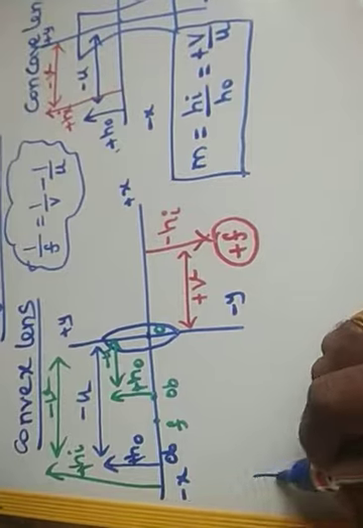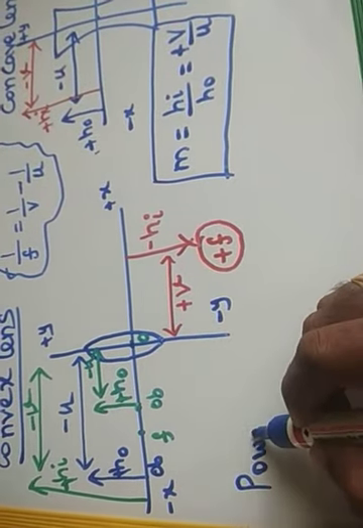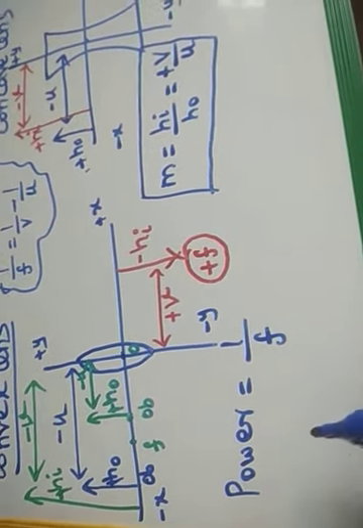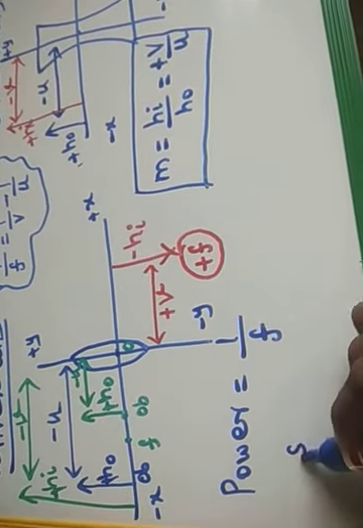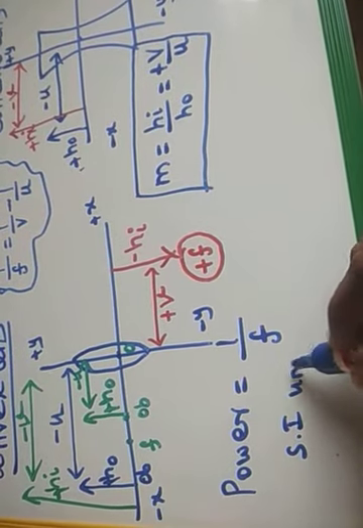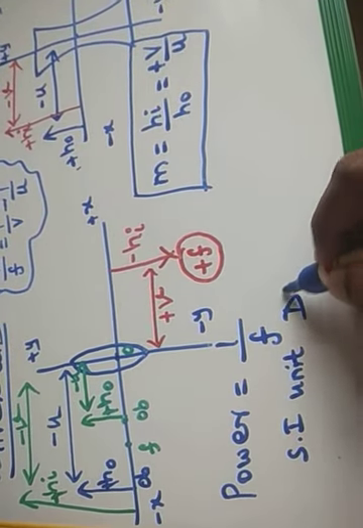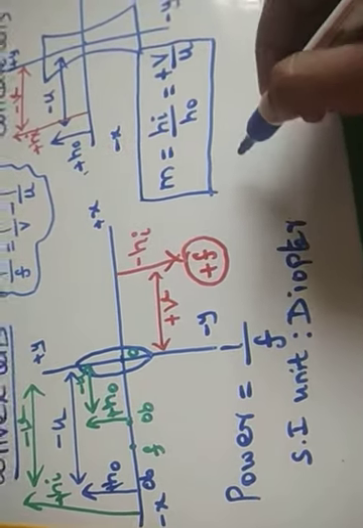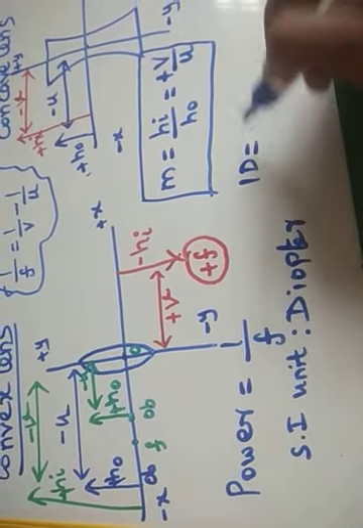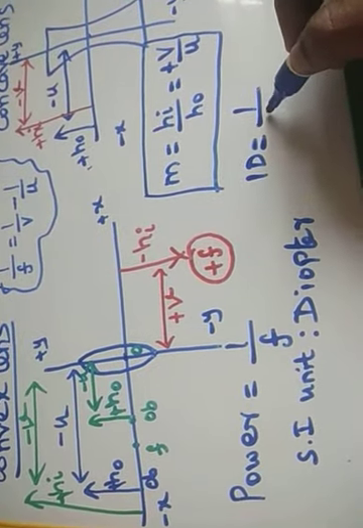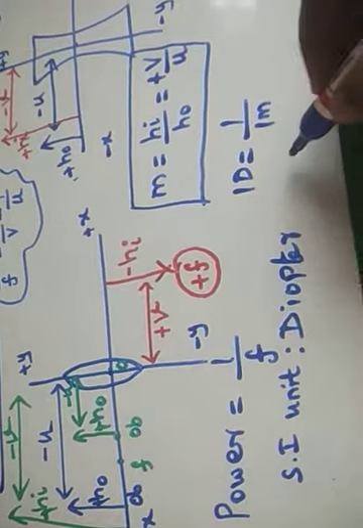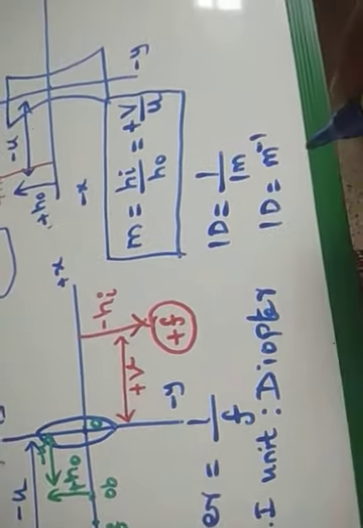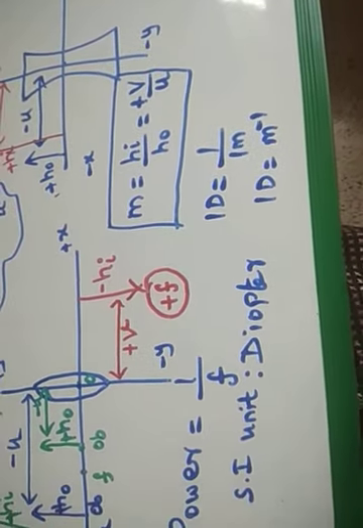Then the power of the lens. Power of lens is equal to the reciprocal of the focal length, that is 1/f. The SI unit of power is diopter. So 1 diopter is equal to 1 by focal length, which we have to represent only in meters. So 1 diopter is equal to meter inverse. So this is the SI unit of power of the lens.